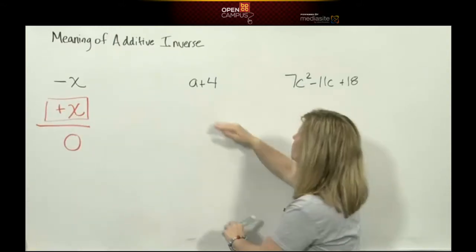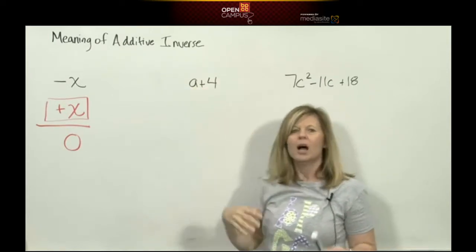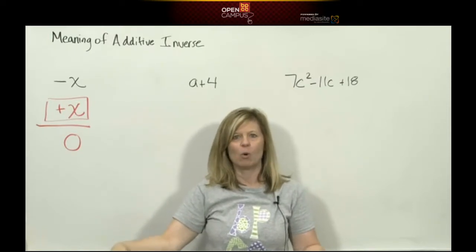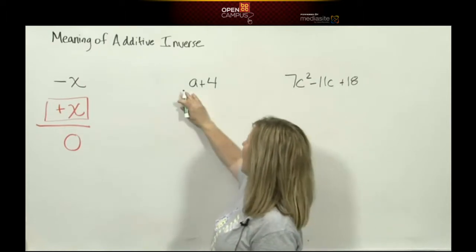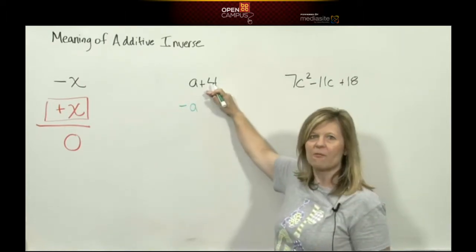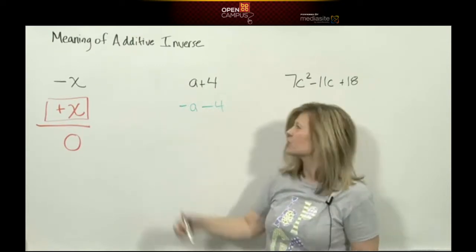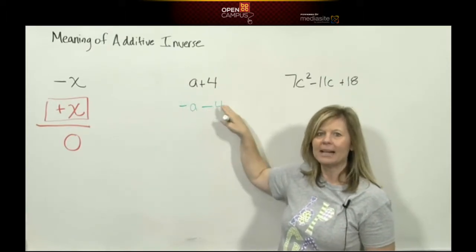Okay, let's look at this binomial. It has two terms, a plus 4. Again, what is the additive inverse of a plus 4? What is the opposite? Well, the opposite of a would be negative a, and the opposite of 4 would be negative 4. So the additive inverse of a plus 4 is negative a minus 4.